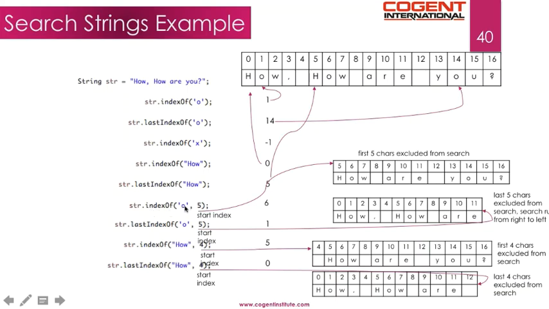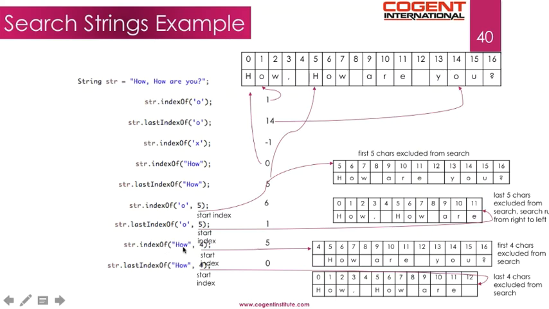str.indexOf('o', 5). So the search begins from the start index, which is from 5. Hence, the first occurrence of character o in this string will result in 5 because the first 5 characters are excluded from the search. str.lastIndexOf('o', 5). In this case, the last 5 characters are excluded from the search. So search runs from right to left. Hence, the last index of o will be 1.